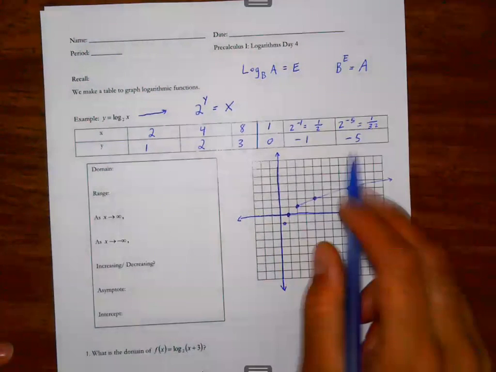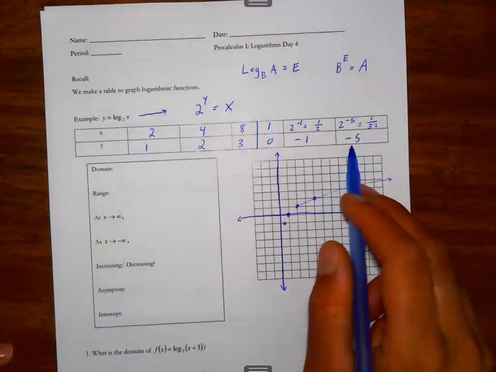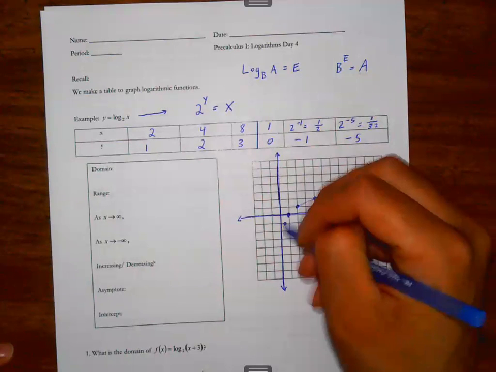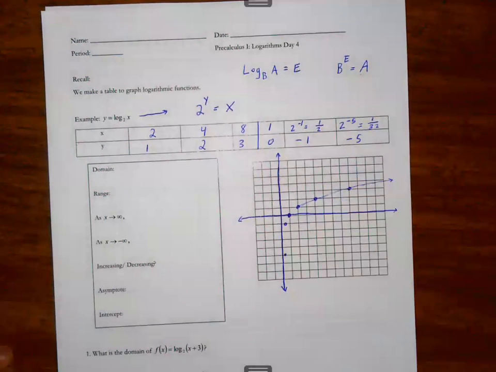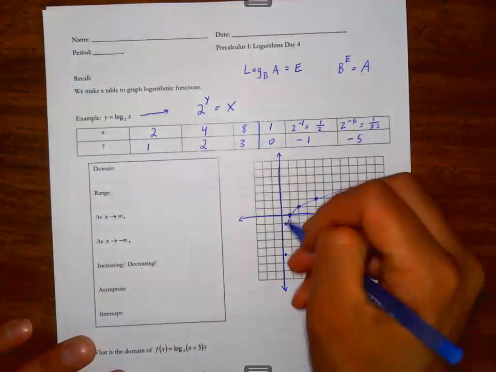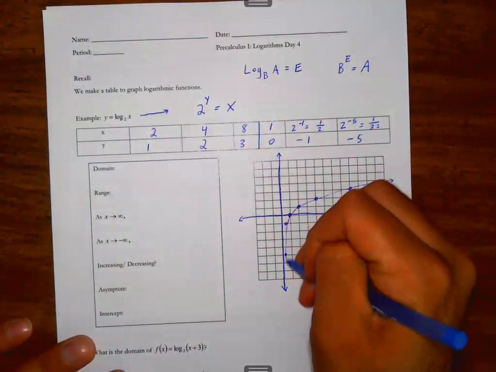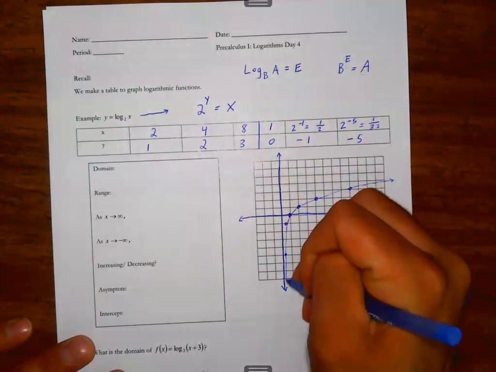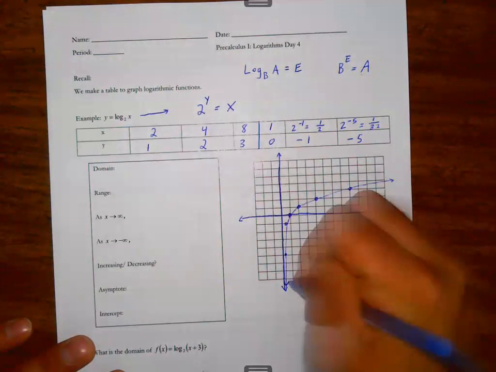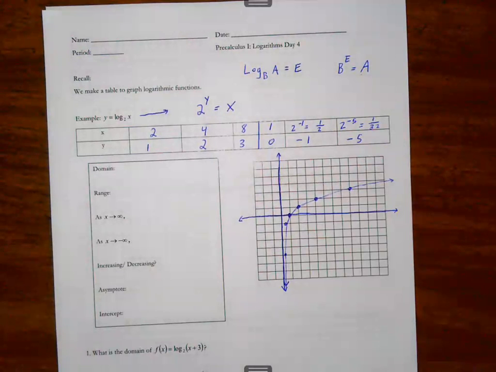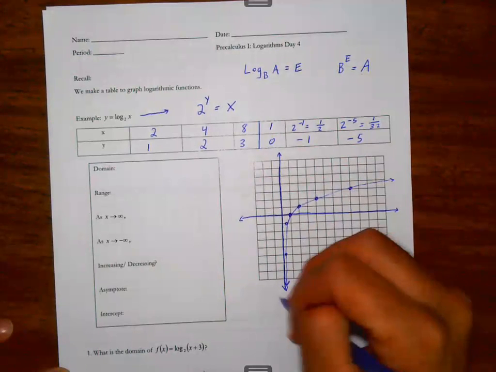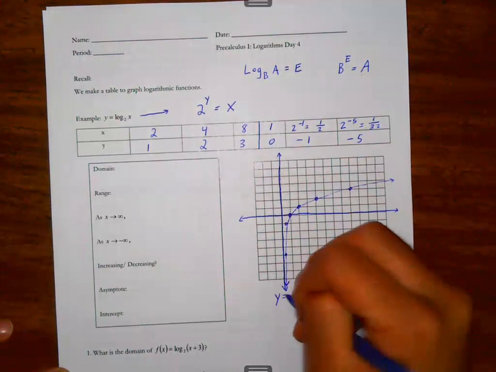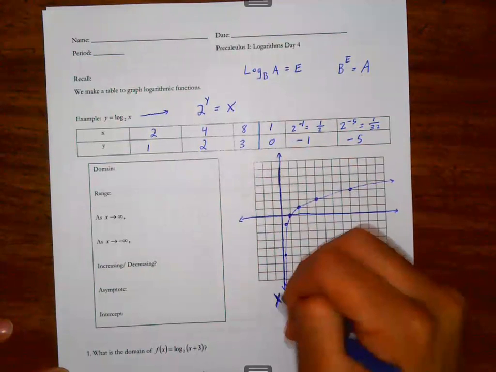And as y becomes more and more negative, like when y is negative 5, so 1, 2, 3, 4, 5, x is going to be 1 over 32. And as you plugged in more negative numbers for y, towards negative infinity, this graph would just keep getting closer and closer to 0, but would never actually touch 0. So you have a vertical asymptote at x equals 0.